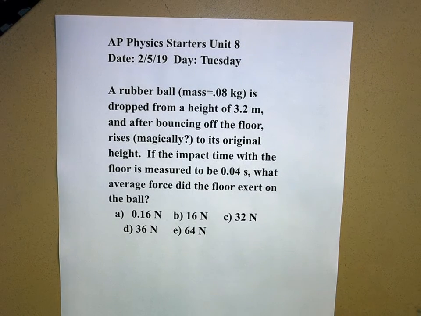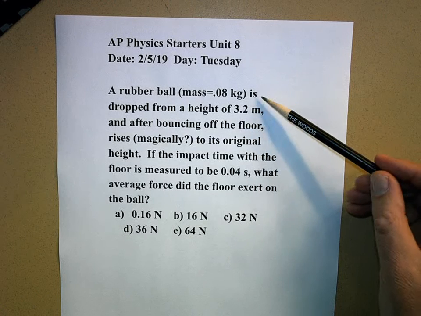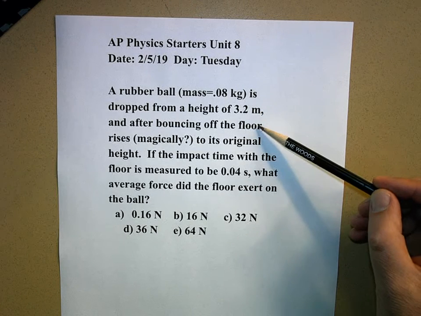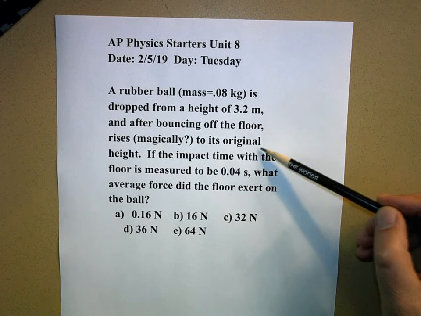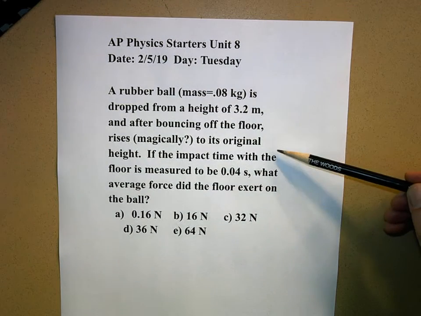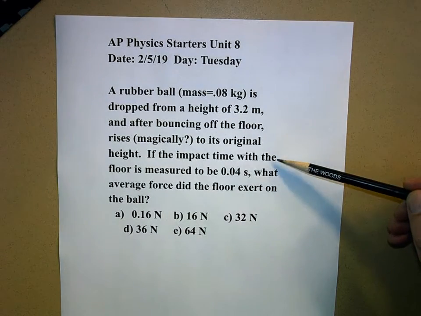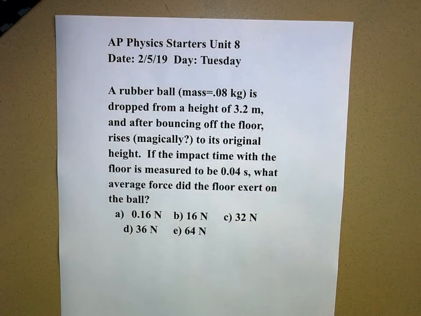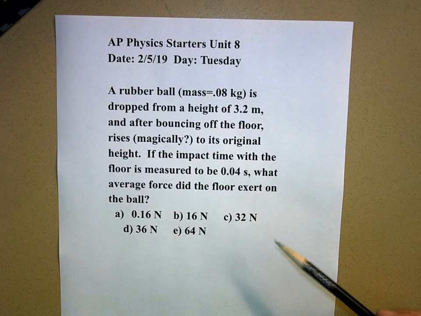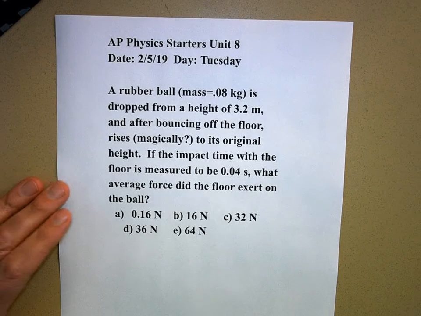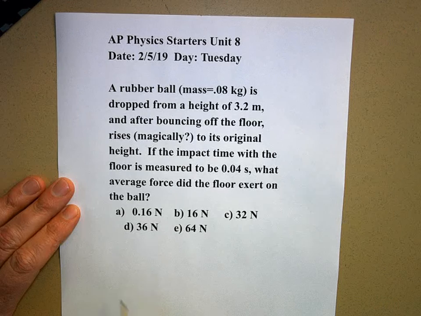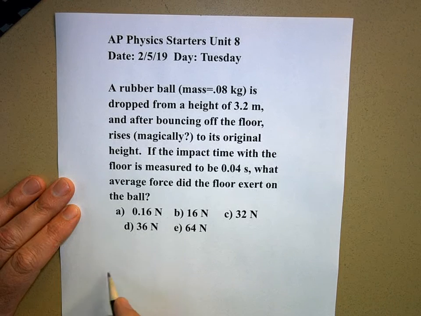Okay, so if we've got a rubber ball and it's dropped from a height of 3.2 meters, after bouncing off the floor it bounces magically to its original height. If the impact time with the floor is measured to be 0.04 seconds, what average force did the floor exert on the ball? And here are your options.